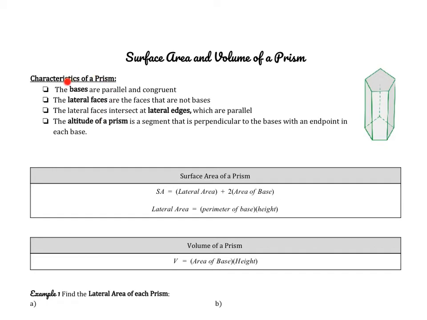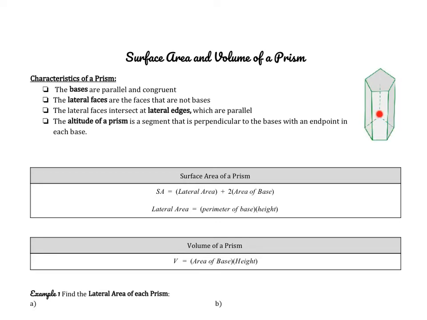So let's talk about what a prism is. It is a three-dimensional shape. Here's an example of what one could look like. So a few characteristics. The bases of a prism must be parallel and congruent. So you can see here we have one base that's a pentagon here, and here would be the second base.